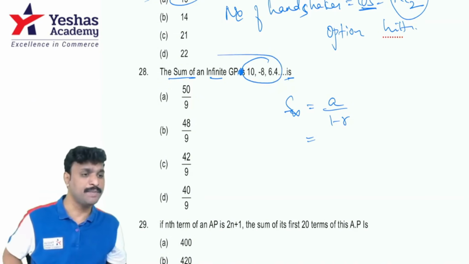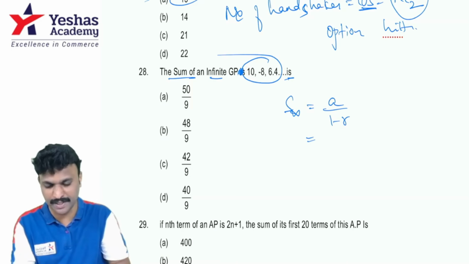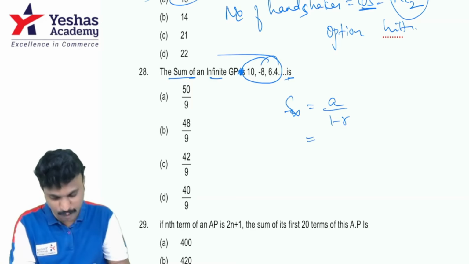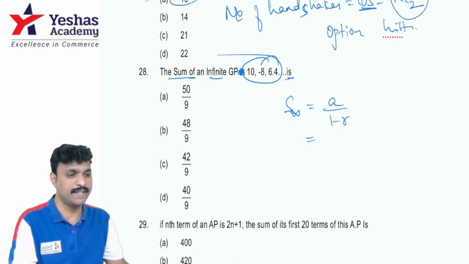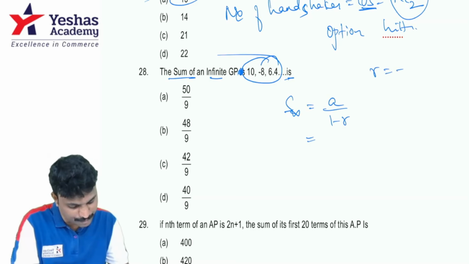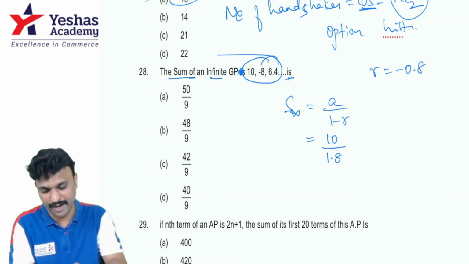So there are 3 terms. What is the common ratio, guys? 8 by 10, how much is it? 0.8. Again, 6.4 by 8 is 0.8 only, with a negative sign, correct? So R is minus 0.8. So what is my A? A is 10. So 1 minus of minus 0.8 is 1 plus 0.8, which is 1.8. So 10 divided by 1.8, that fetches me how much?